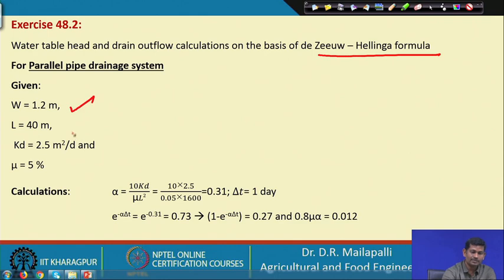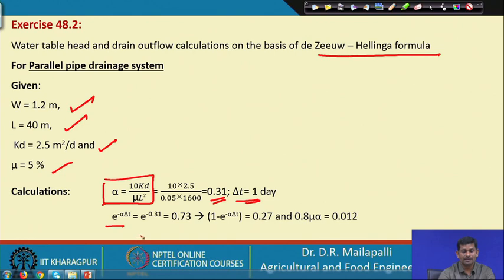So, here W is given, L is 40 meter, KD is given, mu is given. Okay, so for the calculations, alpha you have to estimate using this formula. That will be 0.31, and delta t is, let's say, a time interval like 1 day, and e power minus alpha delta t, that is e power minus 0.31.